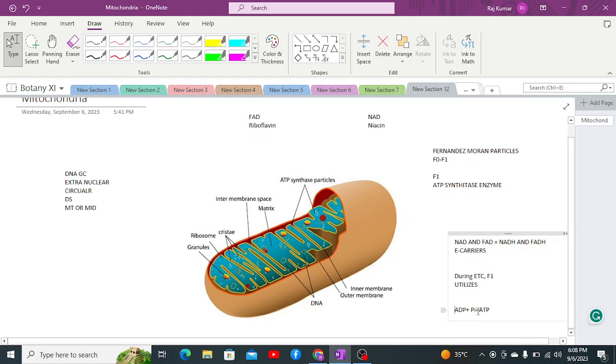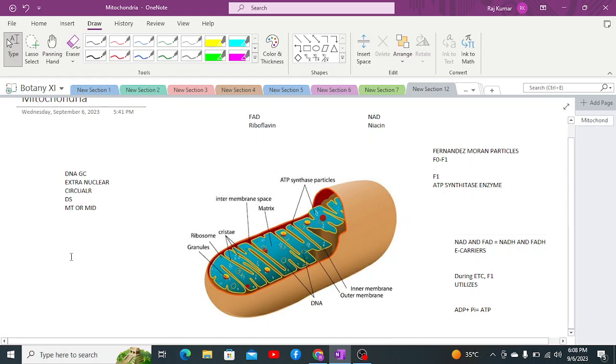This is ATP, this is inorganic phosphate, both combined together by the energy which was released during the oxidation of NADH and FADH, due to which it forms a highly energized bond containing molecule known as ATP. During this process, 80% of the enzyme is utilized.